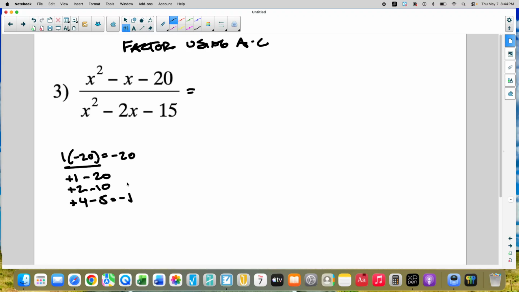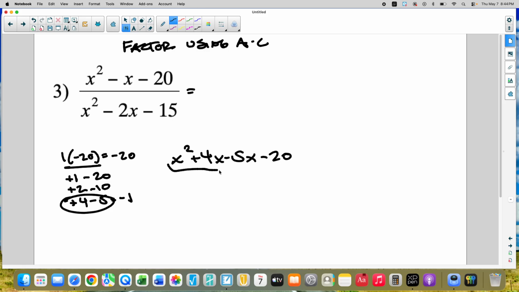And this gives me -1. That's my middle. So I'm going to use 4 and -5. So this becomes x squared plus 4x minus 5x minus 20. I'm doing this part right here.